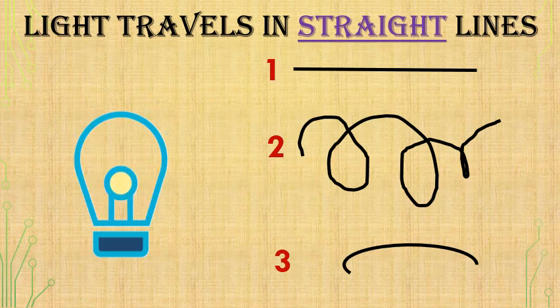I want you to choose from 1, 2, or 3 the word straight. Which one from these represents the word straight? Super! Number 1 is straight line.